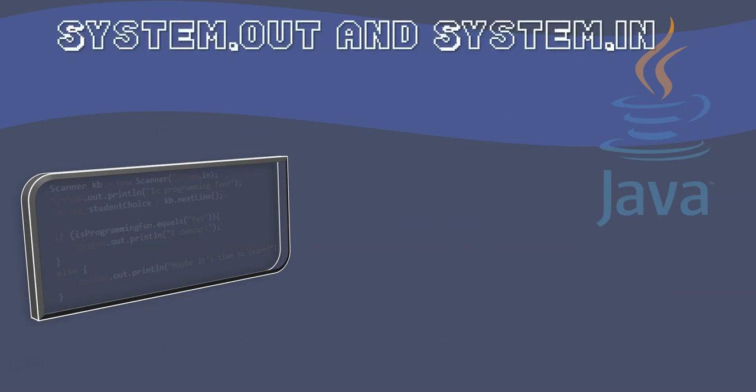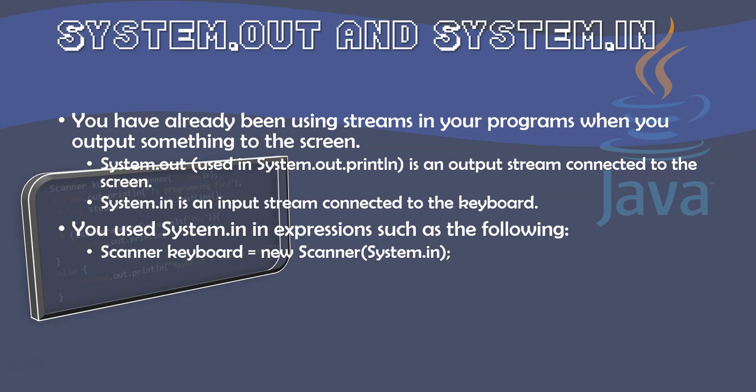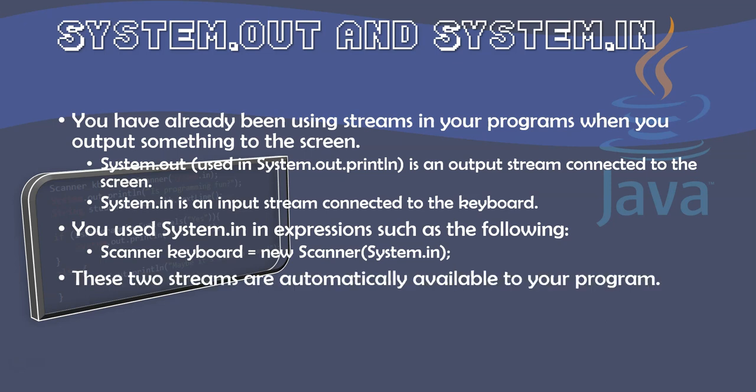Now, we have already seen some of these so-called streams. System.out and System.in, of course, are two streams that we're already familiar with. System.out, which we use very often, as in System.out.println or System.out.print, is an output stream that's connected to the screen. System.in, which we are very familiar with from using the Scanner class, is an input stream connected to the keyboard. And we've used System.in in expressions such as: Scanner keyboard = new Scanner(System.in). These two streams are automatically available to your program. You don't need any special import statements or anything like that. We can use them right off the bat.